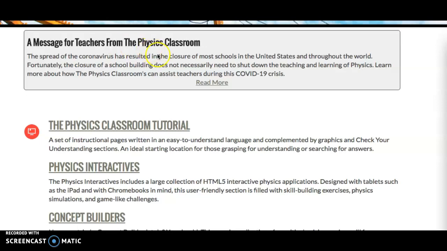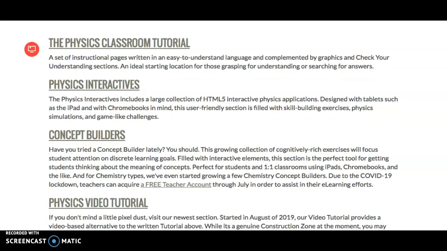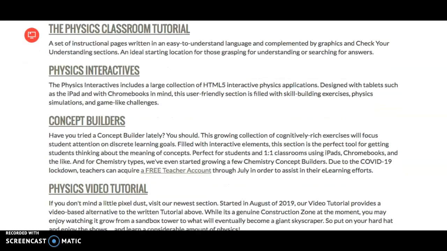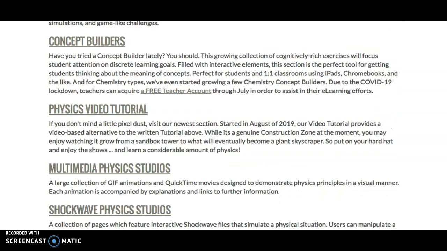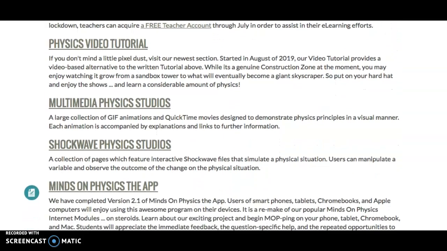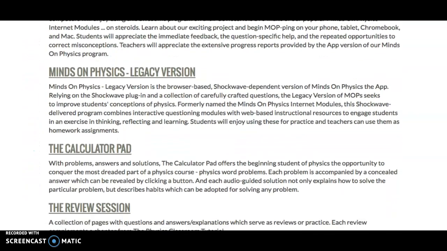Let's continue on with the physics classroom, as you can see here. It's made up of a bunch of things. You can see the tutorial has a lot of things such as the definitions and so forth. They have interactives that you can actually use, and many of those. They continue on. They have the video tutorials as well. And you can see they have on and on of things.